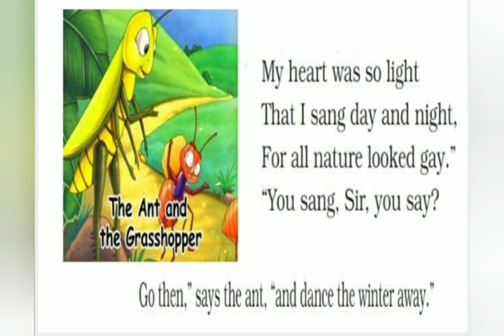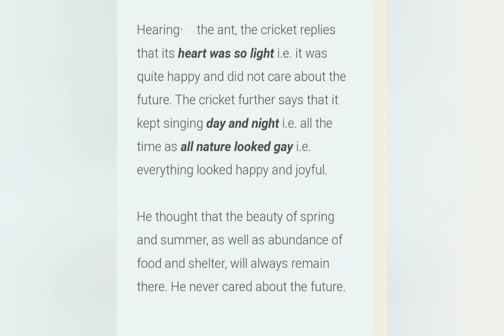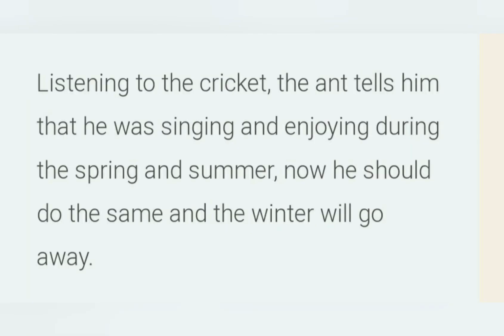So, in these lines, hearing the ant, the cricket replies that its heart was so light, that is, it was quite happy and did not care about the future. The cricket further says that it kept singing day and night, that is, all the time, as all nature looked gay. That means everything looked happy and joyful, right? So the cricket was watching that the nature is so beautiful, so pleasant. So he was so happy and he was just being happy, singing all the time, all day and night. He thought that the beauty of spring and summer, as well as abundance of food and shelter, will always remain there. He never cared about the future, right?